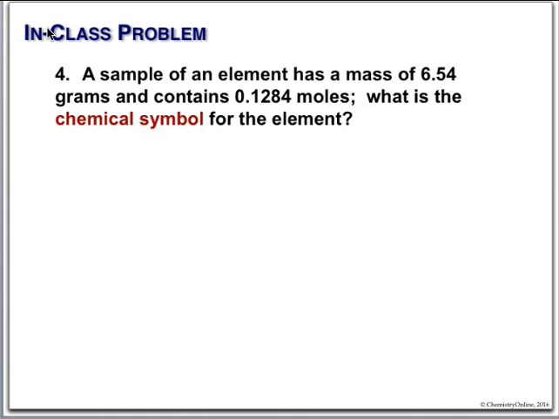All right, we have an element, and we have 6.5 grams of it. We're told that this contains 0.1284 moles. What's the chemical symbol? Now, what we want to do here is to simply figure out the molar mass, just like we did in the previous one, right? Because the molar mass of the element is going to be the average atomic mass shown on the periodic table.